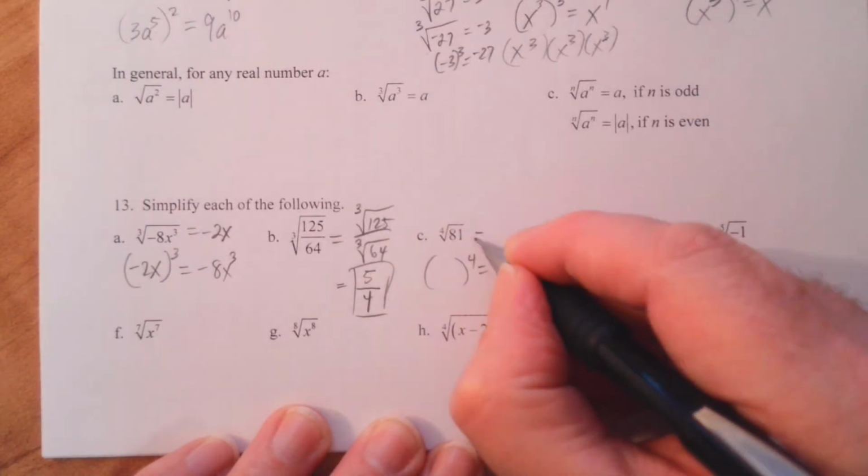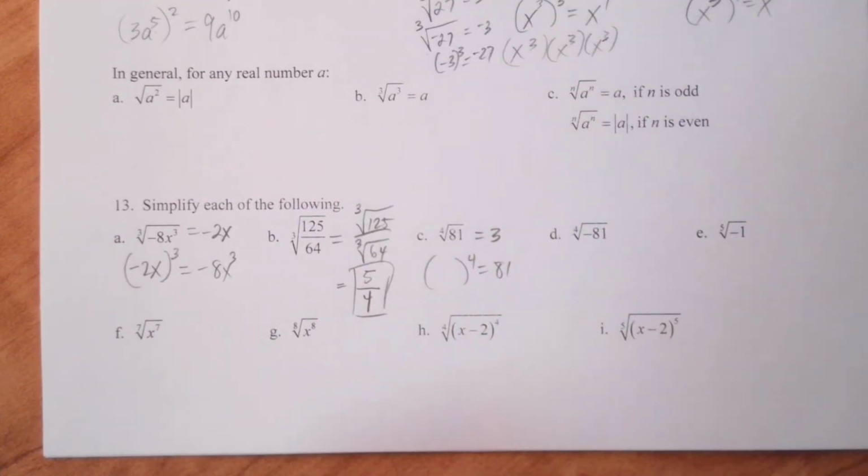Here we're looking for a number to the fourth power that gives you 81. We discussed that one earlier. It's 3. You can verify that 3 to the fourth power is 81.